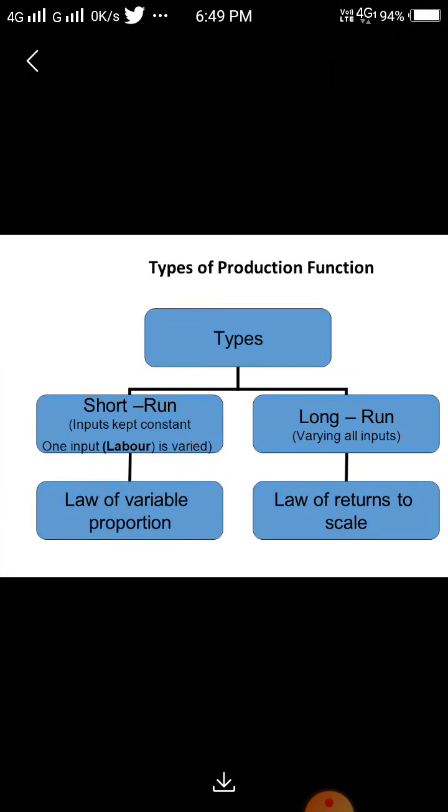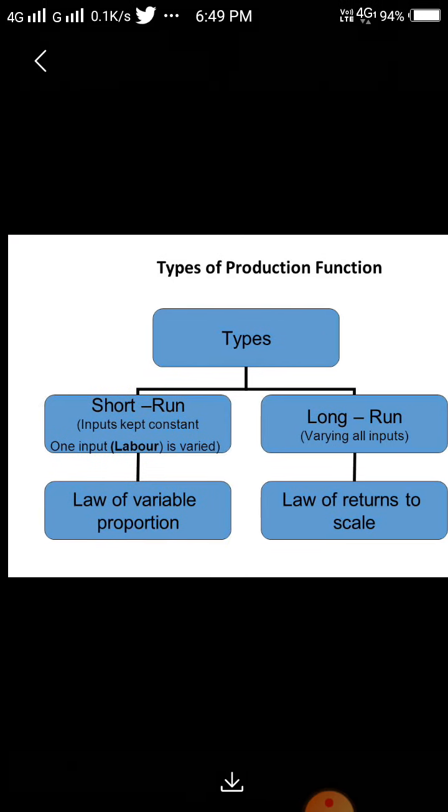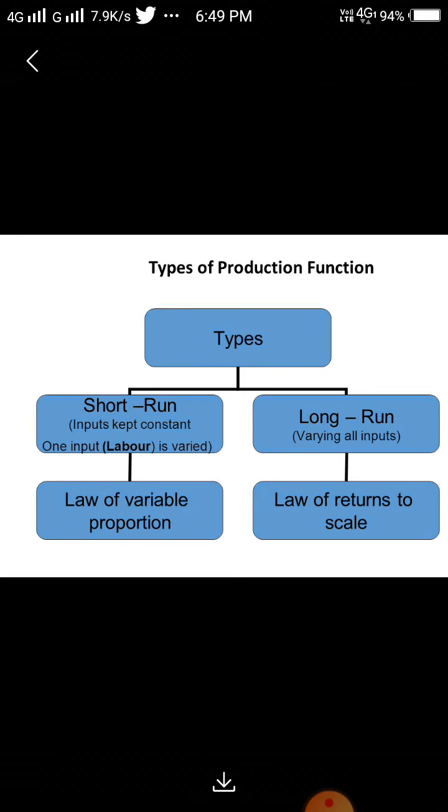Now understand the short run. According to the Keynesian period, during this time the level of output is determined by the level of employment in the economy. So we understand it: the level of output, or production, is determined by the total level of employment, right? So you understand the types of production function. In the short run, inputs are kept constant, like one input, labor, is varied. In the long run, we vary all inputs, meaning no input is constant.